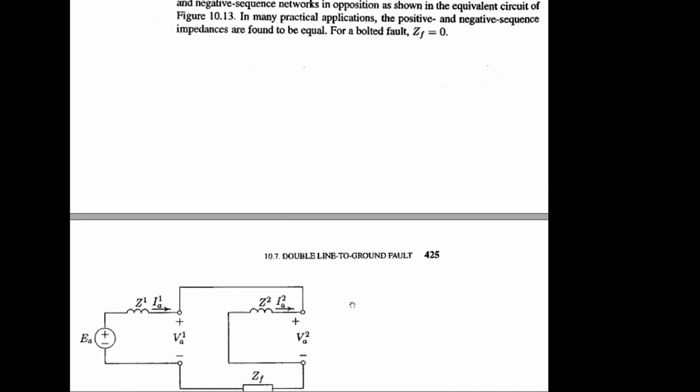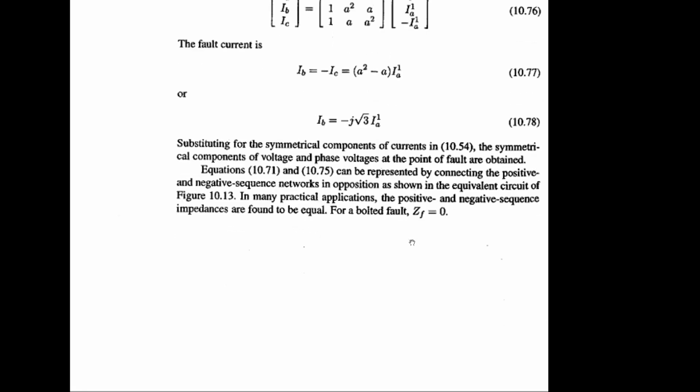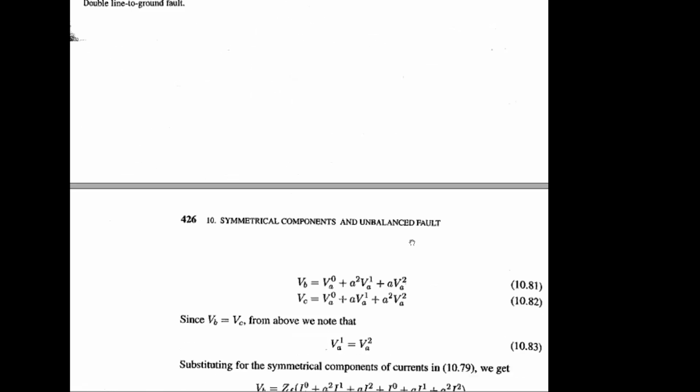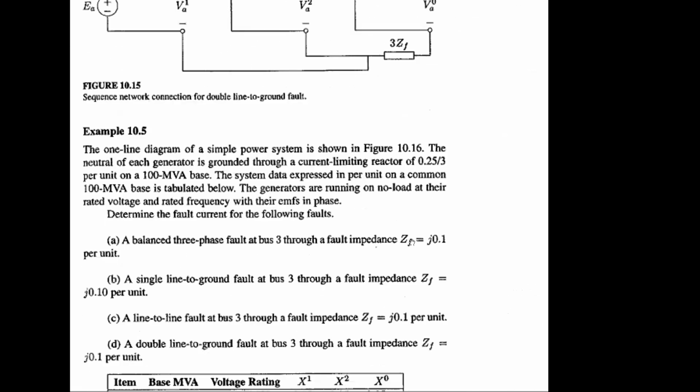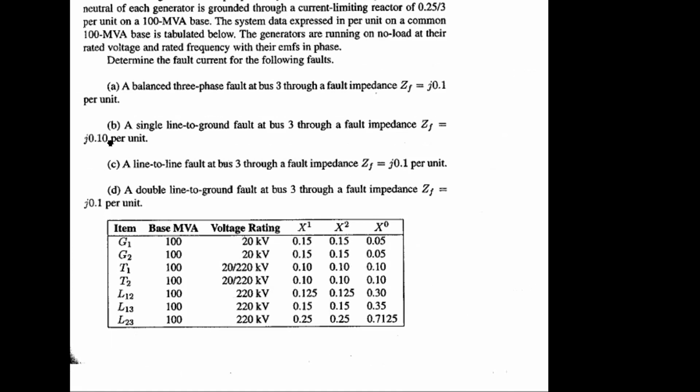So here, for the bolted fault case, ZF should be 0. In some cases it might be mentioned as a bolted fault, ZF 0. But for this problem, it is mentioned that ZF has the value of 0.1 per unit. So when you solve this problem, you will get the total picture of this course in terms of the regular solution.